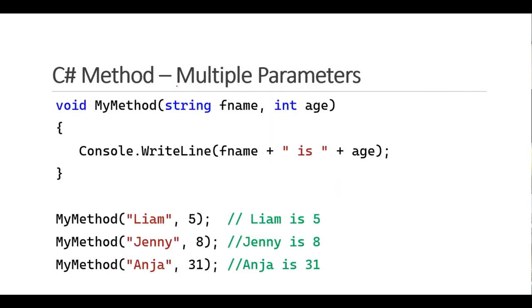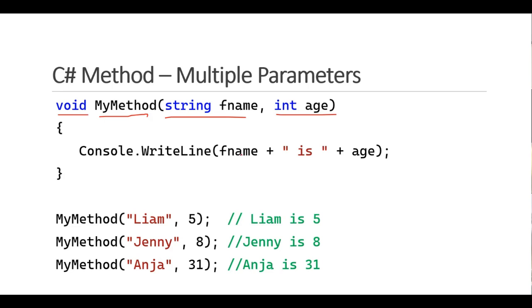And multiple parameters, of course, we can use. Now we continue with void. myMethod is the method name, and you can see that we have two parameters. One of them is string fname, and another one is int age. It is possible to declare as many as you need, and whatever type you need, depending on what data you are going to use in your function or method body.